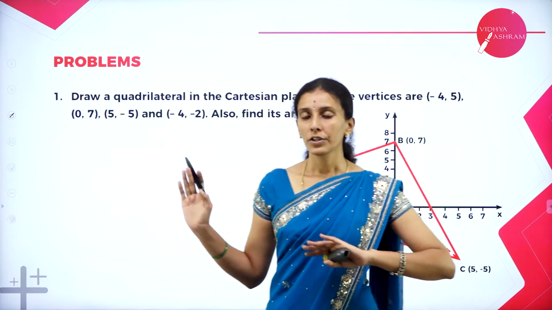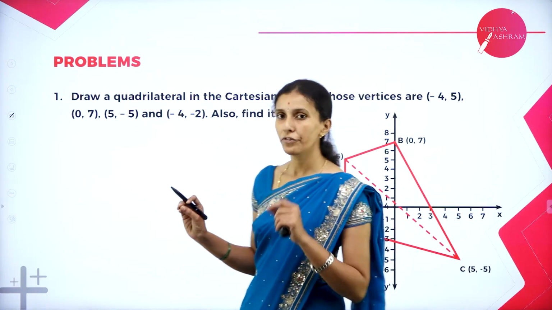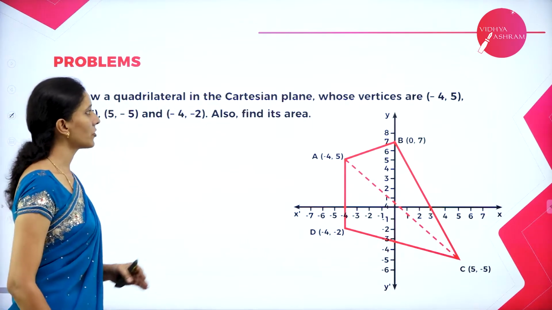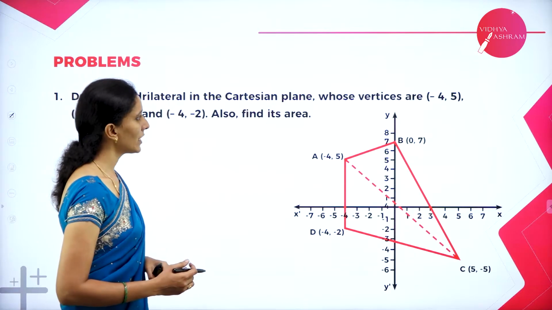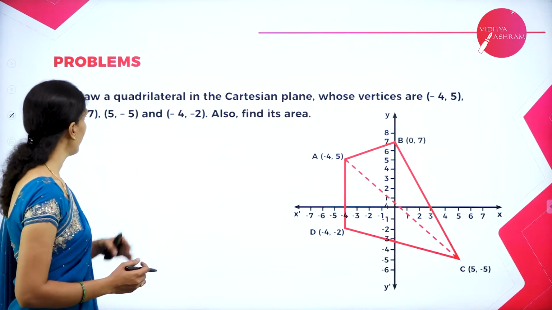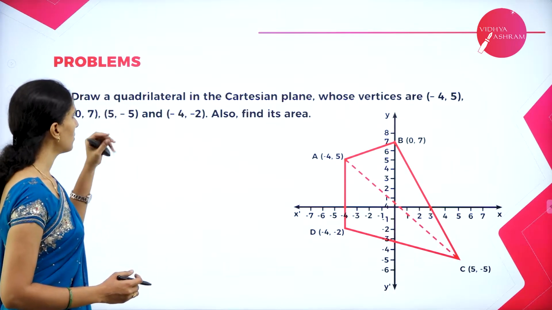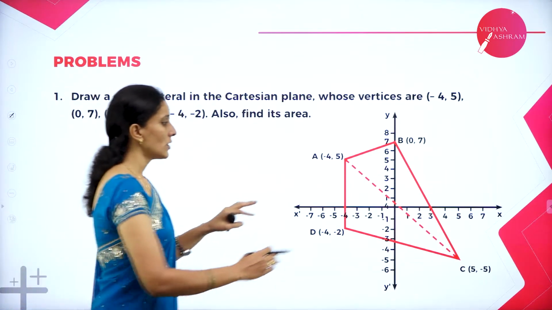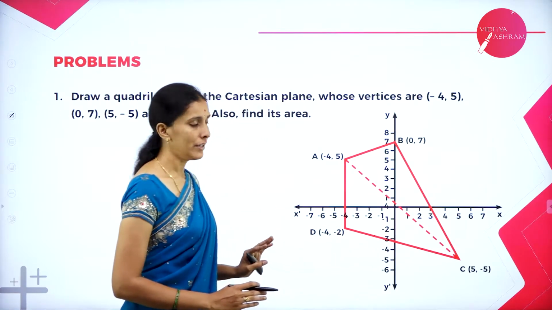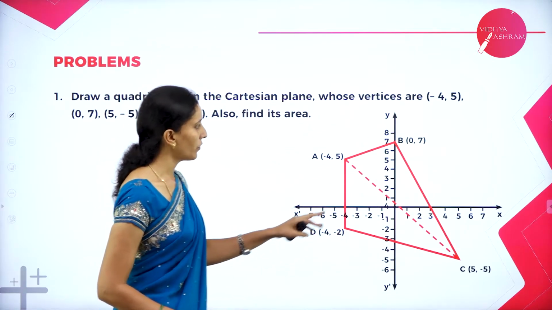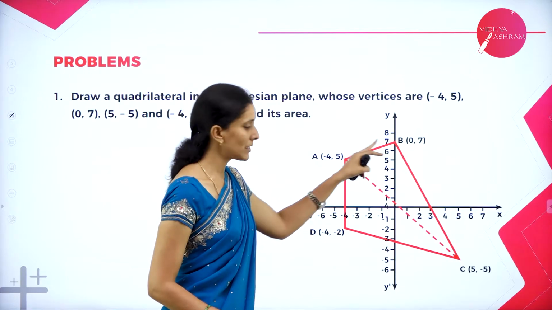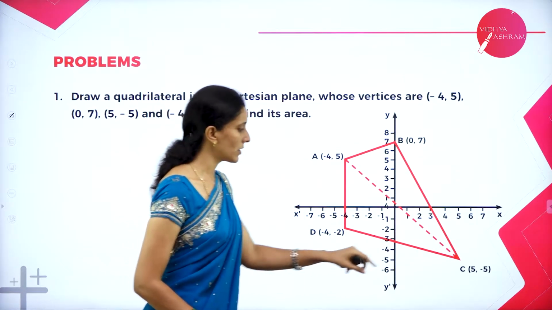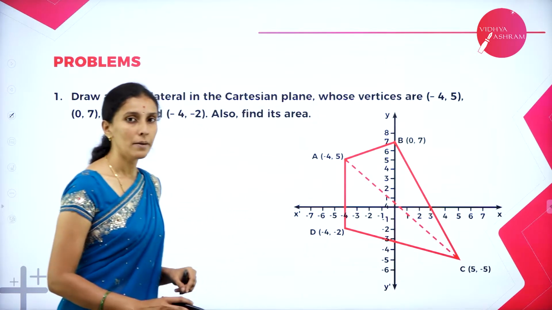Now, using these basics, let us solve a few problems. We have here a question. Draw a quadrilateral in the Cartesian plane whose vertices are (minus 4, 5), (0, 7), (5, minus 5) and (minus 4, minus 2). Find its area. So here I have already drawn it using the Cartesian plane. We have the points B as (0, 7), A as (minus 4, 5), D as (minus 4, minus 2) and C as (5, minus 5).